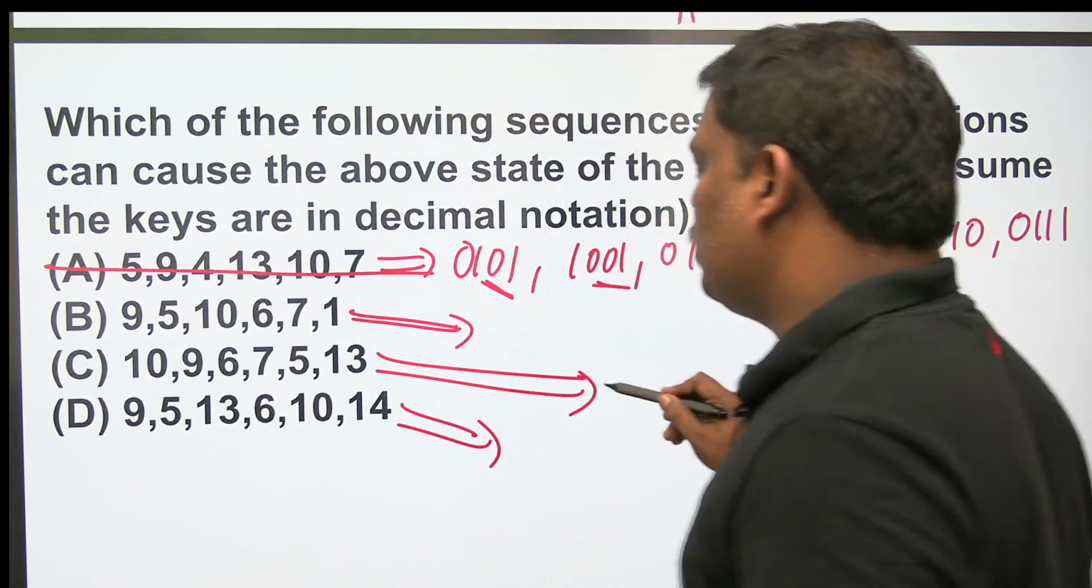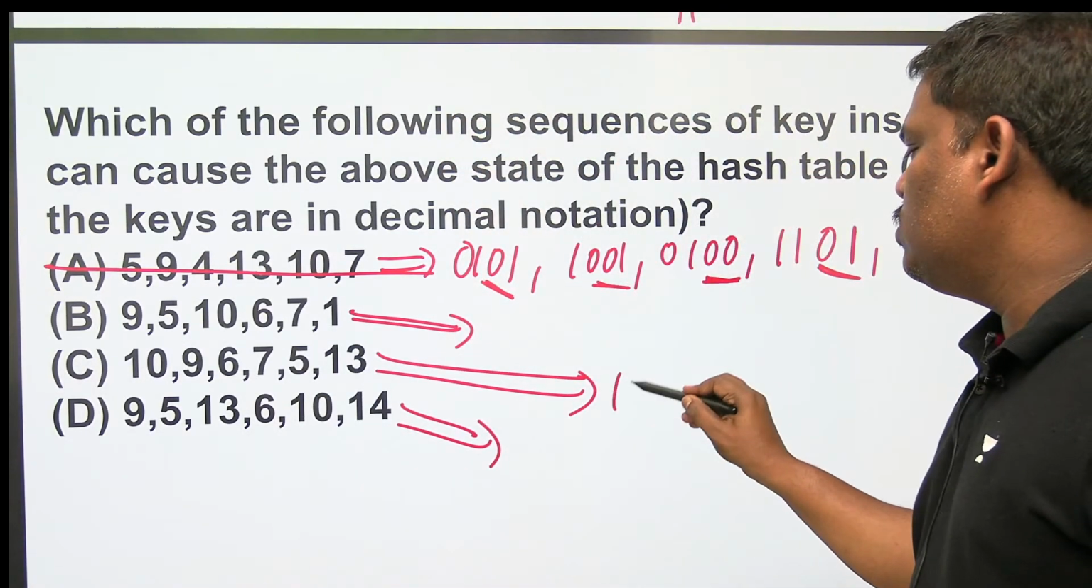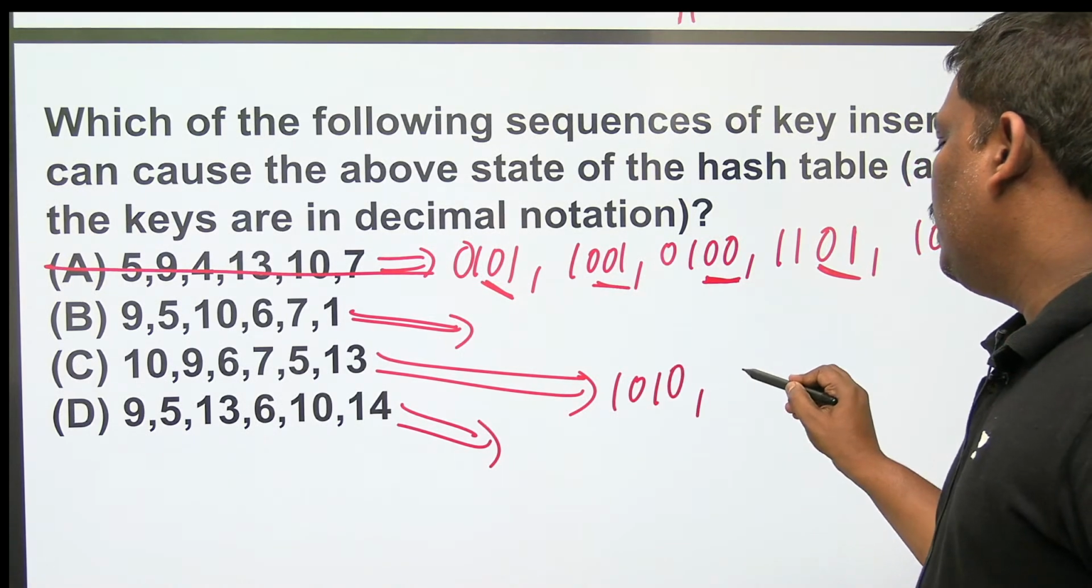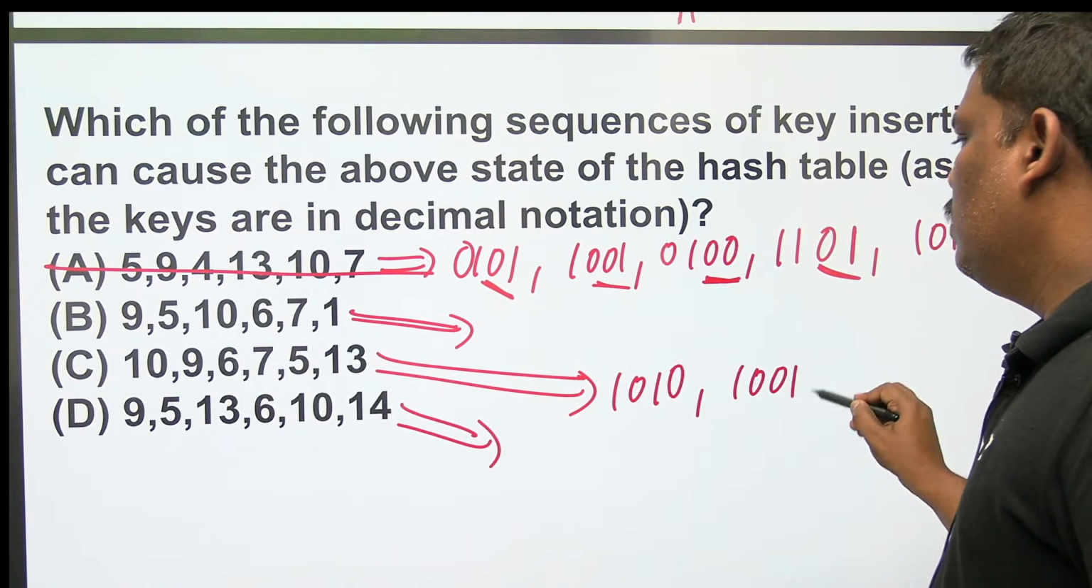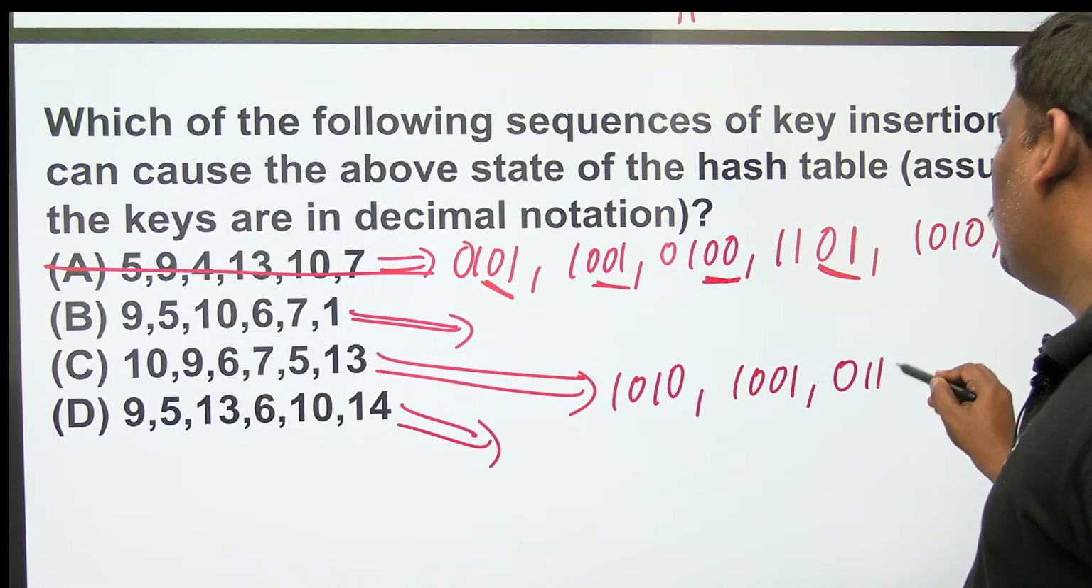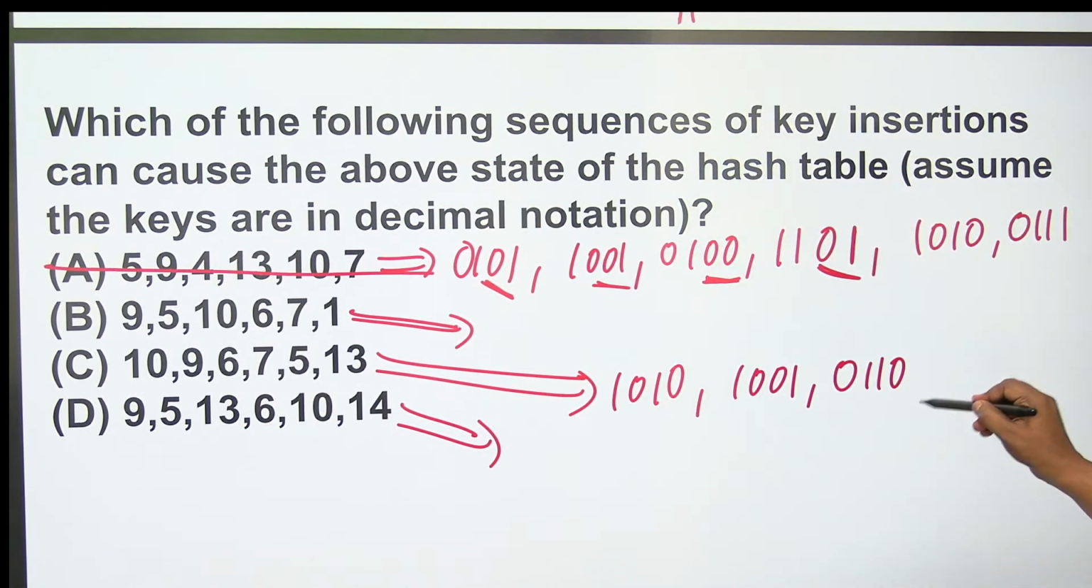Right, let's check. What are the 10? 1010. What about 9? 1001. What about 6? 0110. What about 7? 0111. What about 5? 0101. What about 13? 1101. Right, now check here.